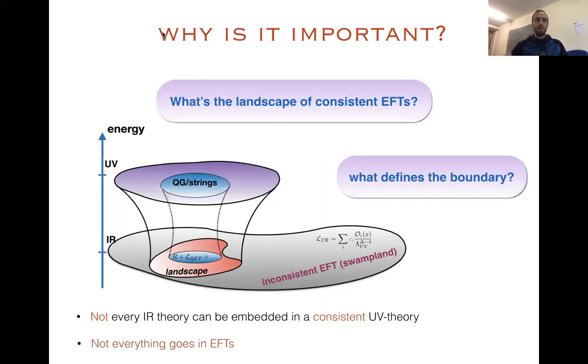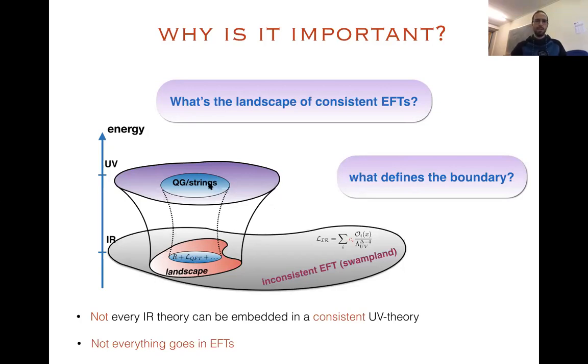I think this is very important. One reason is that we all care about the question of how to separate the swampland from the landscape. Things that we observe at low energy seem to be much more restrictive than what we could have written following the power counting rules of effective field theories. So the question is how to define this boundary. And I think the inequalities that you can derive from positivity of the amplitudes are one such way to draw this boundary.